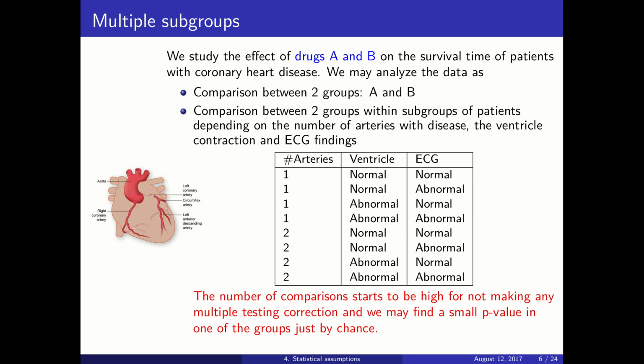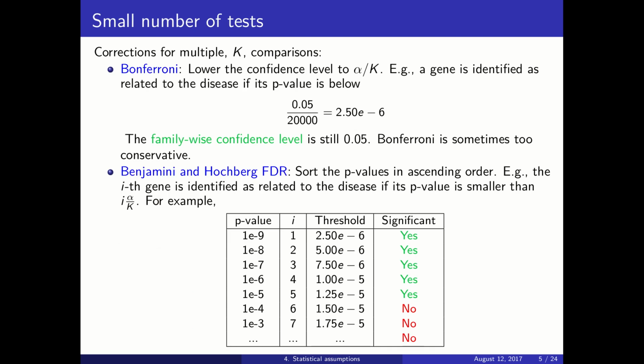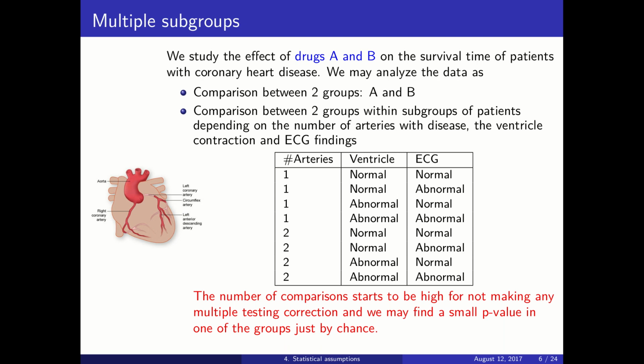People doing, for instance, gene analysis and microarray analysis are very much aware of this problem because they use really many tests. And in some other contexts, we are also doing not so many tests as 20,000, but we may increase the number of tests. For instance, let's say that we are studying the effect of drug A and drug B on the survival time of patients with some coronary heart disease, and we may make just one hypothesis test between group A and group B, or we may divide the two groups into subgroups depending on the condition of the patient.